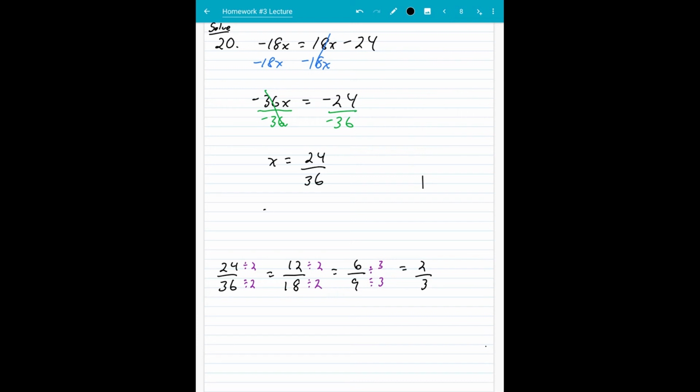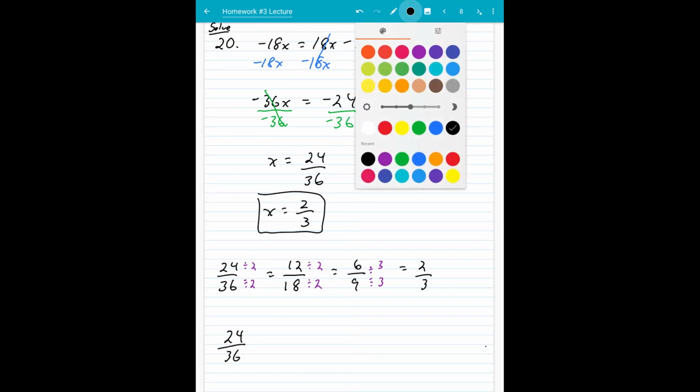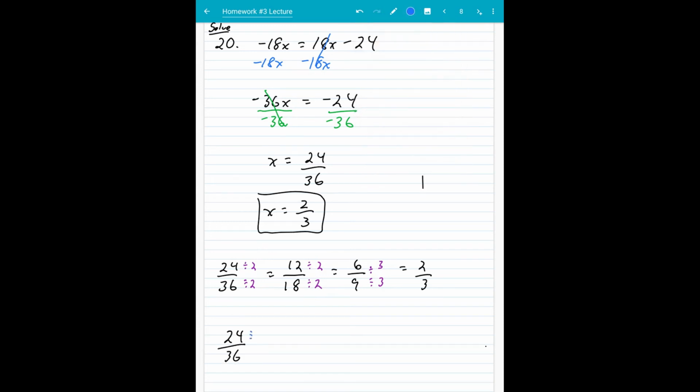So ultimately, x equals 2 over 3. So you can do all these little increments right here to find the simplified answer. Now, the largest number that went into both of them, if I wanted to simplify it in one step, happened to have been 12. If I divide by 12 on both of them, 24 divided by 12 makes 2. 36 divided by 12 makes 3.